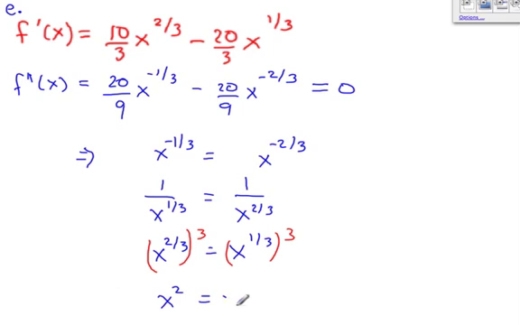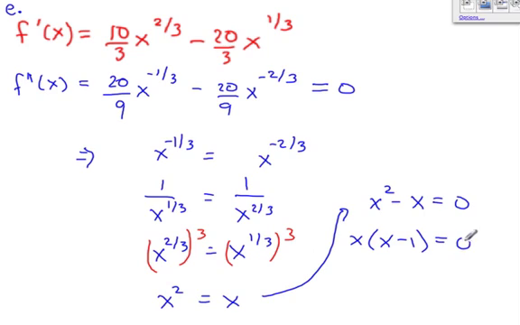x squared equals x. Well, x squared minus x equals 0, so x times (x minus 1) equals 0, x equals 0 or 1. But can x equal 0? No, it can't, because we already knew that. So that one's gone. So it looks like we have a candidate for point of inflection at x equals 1. We need to determine if it is, by doing a little concavity test.